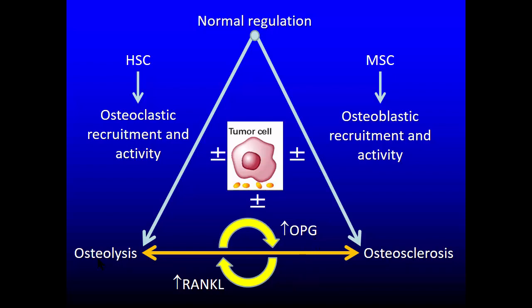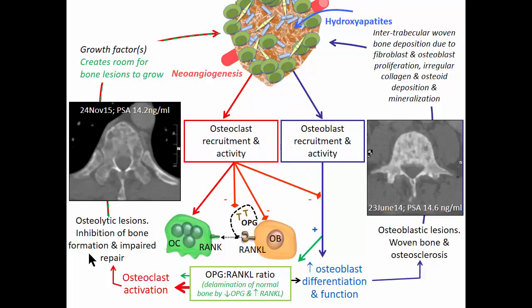Now, that's a very simple way of putting it. There's a little bit more detail. So this is the same thing, but just showing you a little bit more detail without showing you all the cytokines that are involved in this, because if we start getting into that, we'll be here forever. So osteoblastic recruitment leads to osteoblastic differentiation, which then leads to the presence of woven bone within the marrow space. The woven bone becomes osteoid, osteoid attracts calcium, and then that leads to this osteosclerosis.